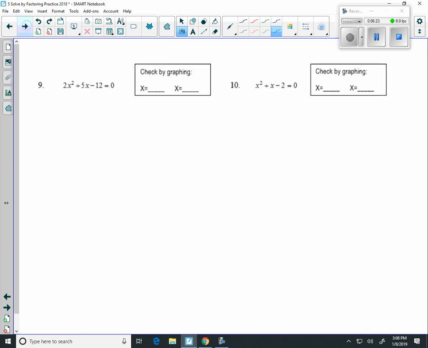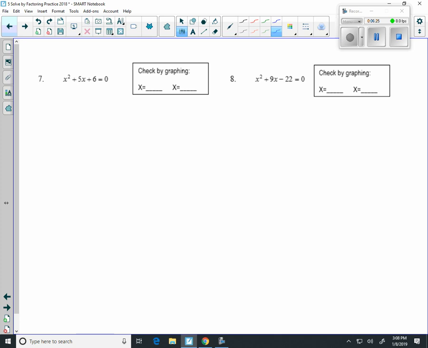All right, I'm going to do number 7 as well, I think. So here we have 1 times 6, another factor tree for 6, and of course our factors of 6 are 1 and 6, and 2 and 3. And 2 plus 3 is 5. So I'm wanting to add to 5, multiply to 6. My x squared stays the same. I'm going to change my 5x to 3x plus 2x. I'm going to leave my positive 6.